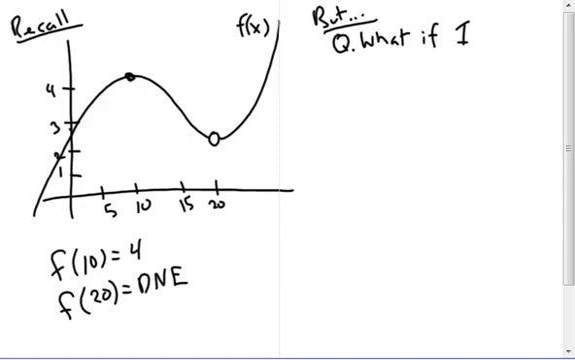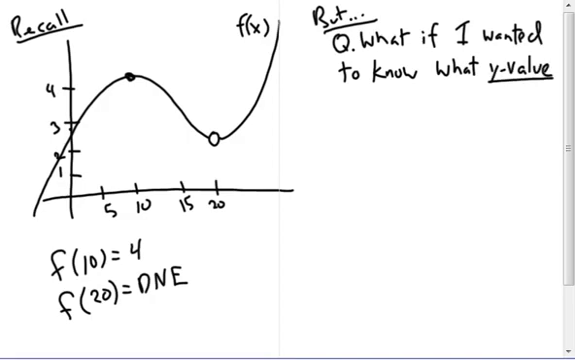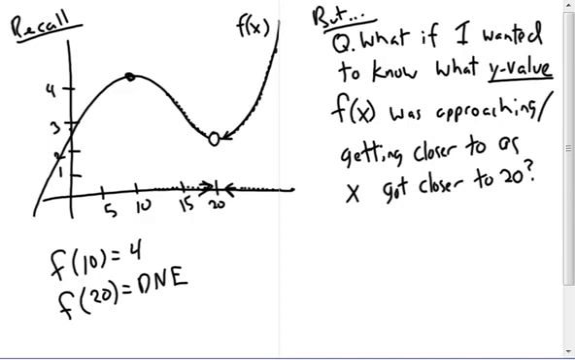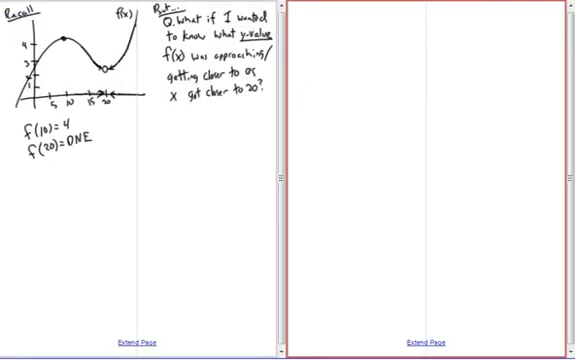But what if I wanted to know what the y value was of f of x? What those y values were approaching. Like, what are we getting closer to here? What are they getting closer to as the x gets closer to 20? So as the x gets closer here, what are we approaching? What y values are we approaching there from the left or from the right?